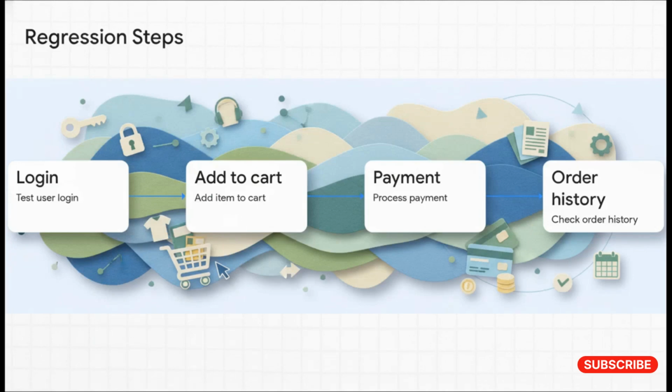Think back to that developer who fixed the bug on the checkout page. The sanity test proved the fix worked. Great. But for the regression test? We must test the entire user journey. We go all the way back to the very beginning. We test the login. We test adding items to the cart. We test the payment processing again. We even test the order history. Even though the developer literally only touched the checkout page, we must run this deep, wide-scope test across all existing features to ensure absolutely nothing else broke.